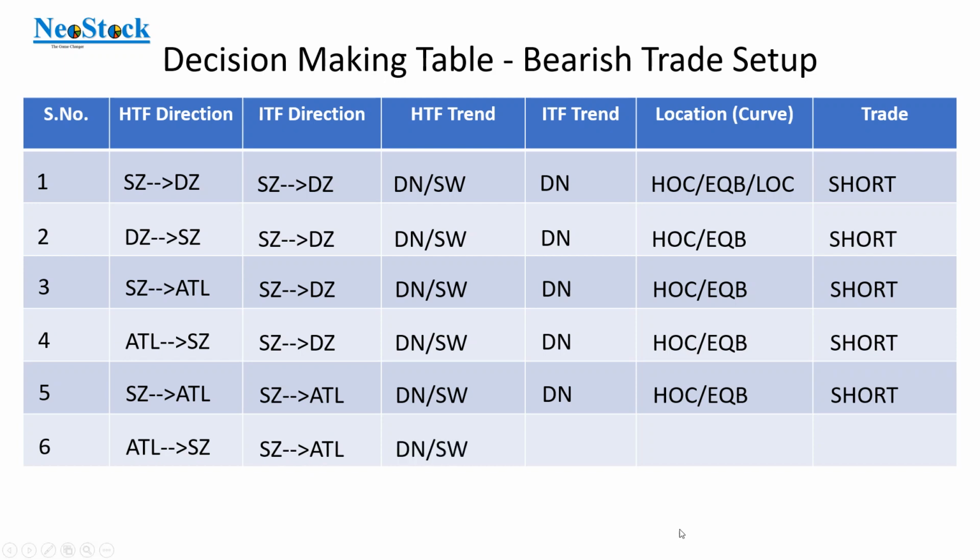How is it in our favor? The trend is supported. Location also supports, because in this scenario we have only two locations, high on the curve or equilibrium. Either one is supporting short trades. So that's why we can plan the short trade. So like this, we can identify 6 conditions for identifying the bearish trade setup.